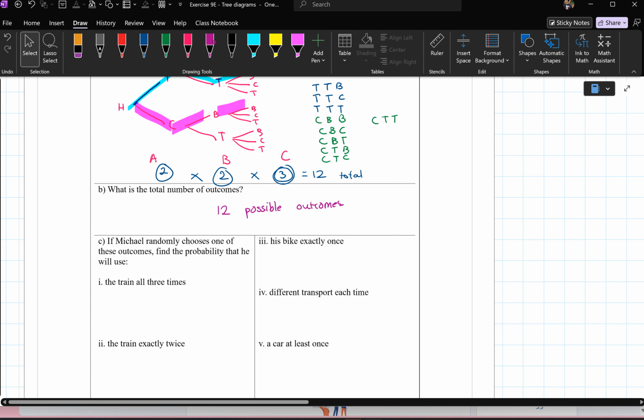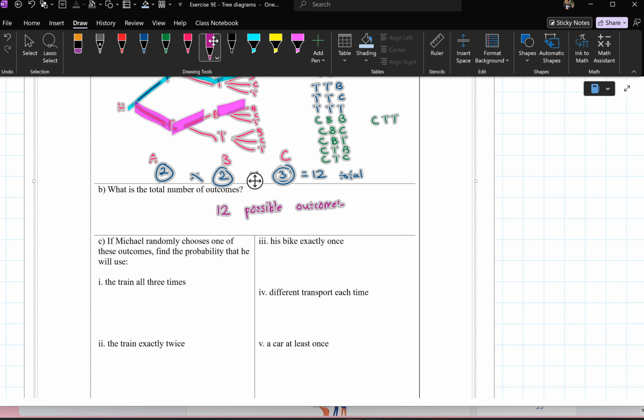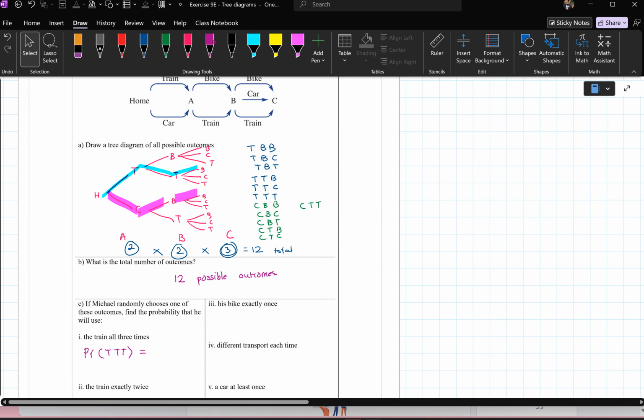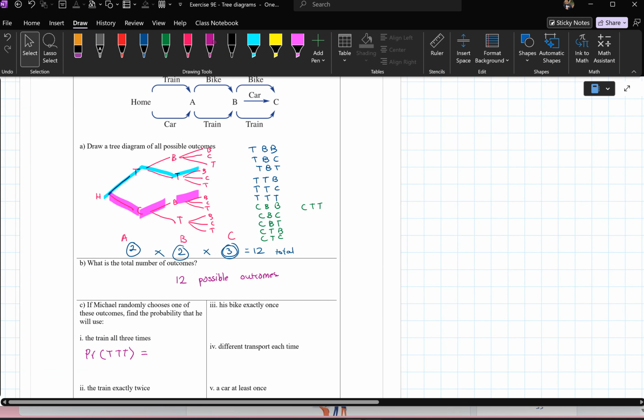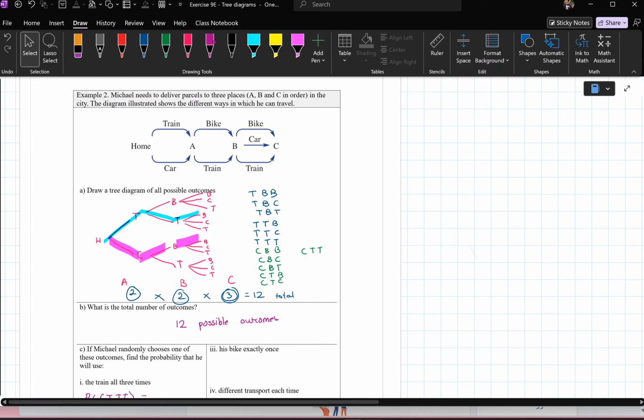If Michael randomly chooses one of these outcomes, find the probability that he will use the train all 3 times. So you're looking for probability. Train, train, train. Now, to work out the probability, each of these branches, you need to work out the chances of choosing a train and choosing a car for each branch. You need to figure it out. So, let's think about it.